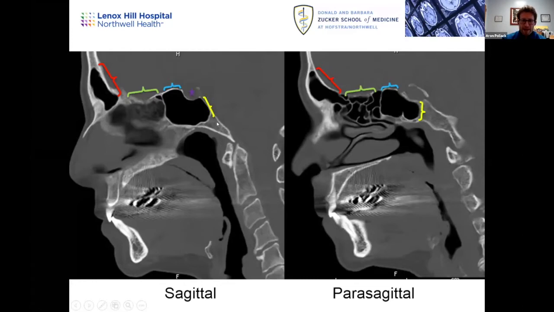And you also have back here, in the red, your clivus, which is the occipital bone. Your frontal and your ethmoid, or anterior cranial fossa. Your sphenoid is your middle cranial fossa, and your clivus is your posterior cranial fossa.